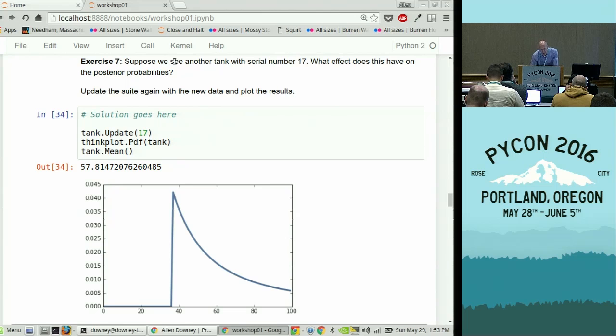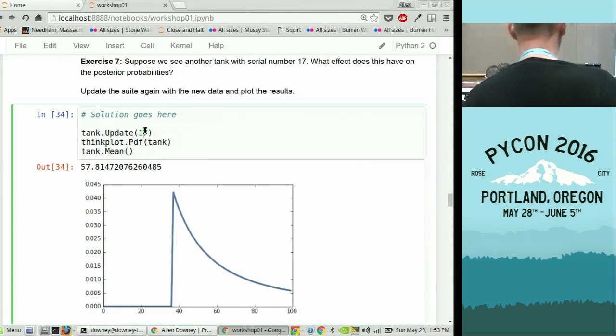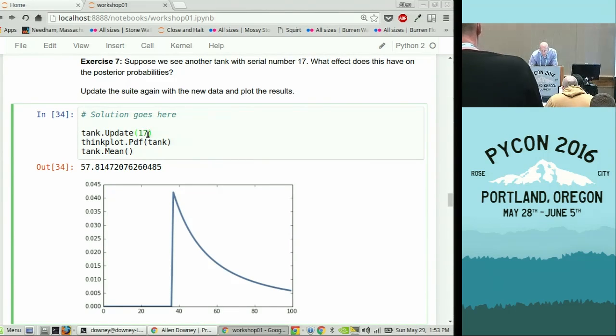And on the flip side, so now I've done two updates. I'm going to do a third update. Let's say we get tank number 85.